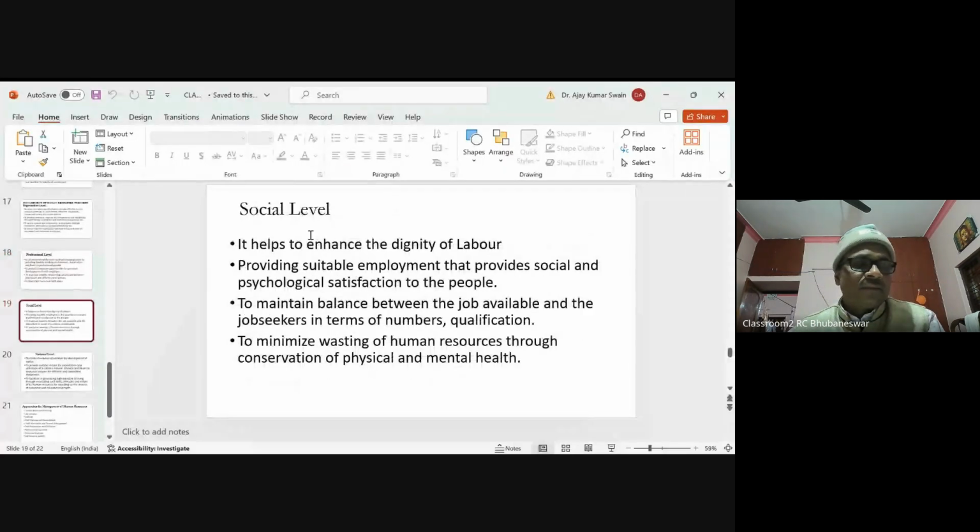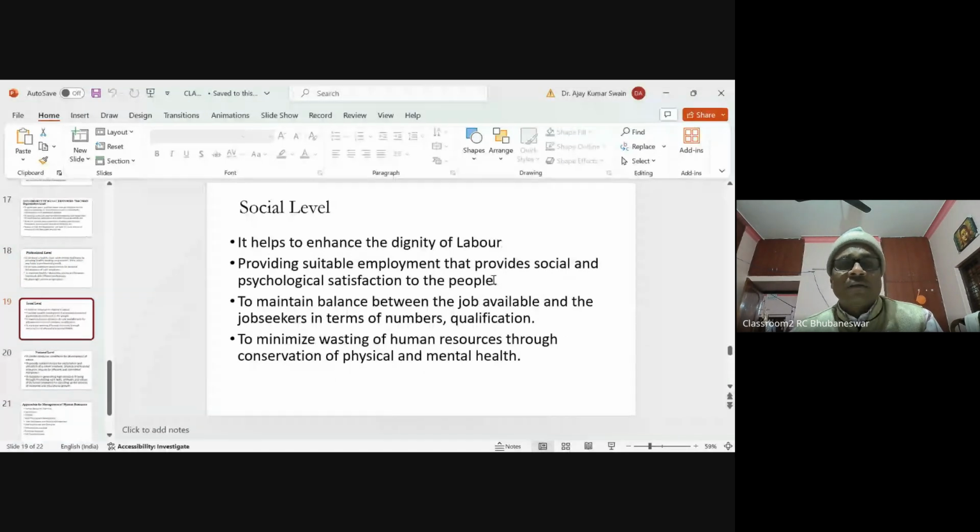social level, this is very important. It helps to enhance the dignity of labor, provide suitable employment, and that provides social and psychological satisfaction to the people, maintain balance between the job availability and the job seekers, and minimum wasting of human resource through conservation of physical and mental health is required.